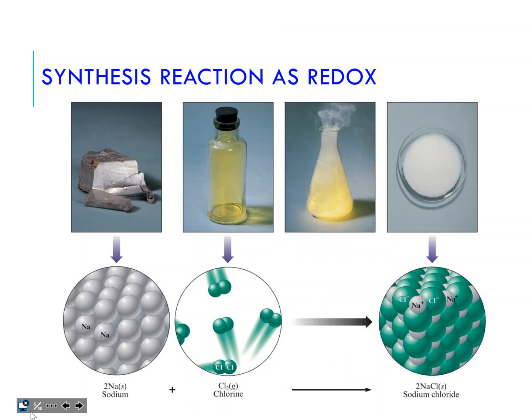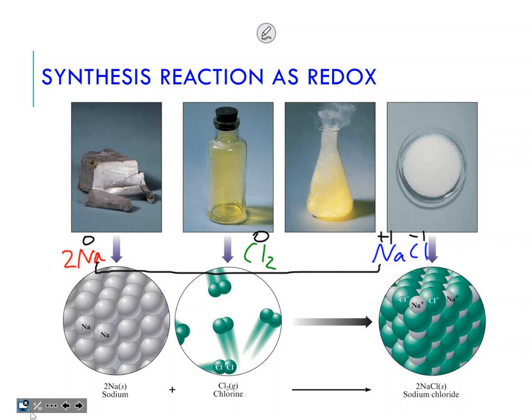Now we're looking at the sodium and chlorine example. We have Na, we have Cl2, NaCl. Sodium in its elemental form gets a 0. Chlorine in its elemental form gets a 0. This is an ionic compound. It follows its normal formal charge. So chloride's -1, sodium's +1. In this case, the sodium going from 0 to +1 is going to be oxidized because it's increasing its oxidation state. Chlorine going from 0 to -1 is being reduced.